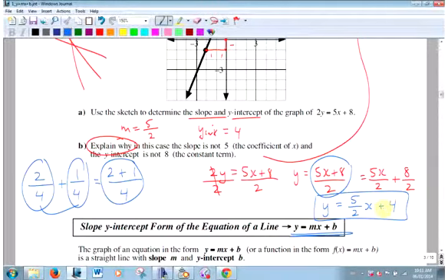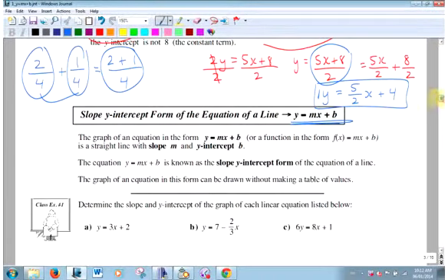Now that tells you what the slope is. Is it 5 over 2? Yeah. The y-intercept, is it 4? Yes, it is. Okay? So y equals mx plus b. Remember, this y has to be having a coefficient of 1. Okay? If there's another number there, you got to get rid of it. You have to change it.